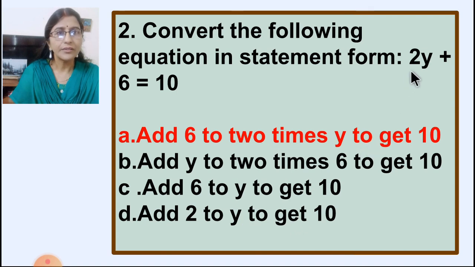So here 2 times y you can see, 2 into y. So here 2 times y is there and it is added to 6. So add 6 to 2 times y, or 2 times y added to 6, is also correct to get 10. Here this option is correct. So you will select this option.